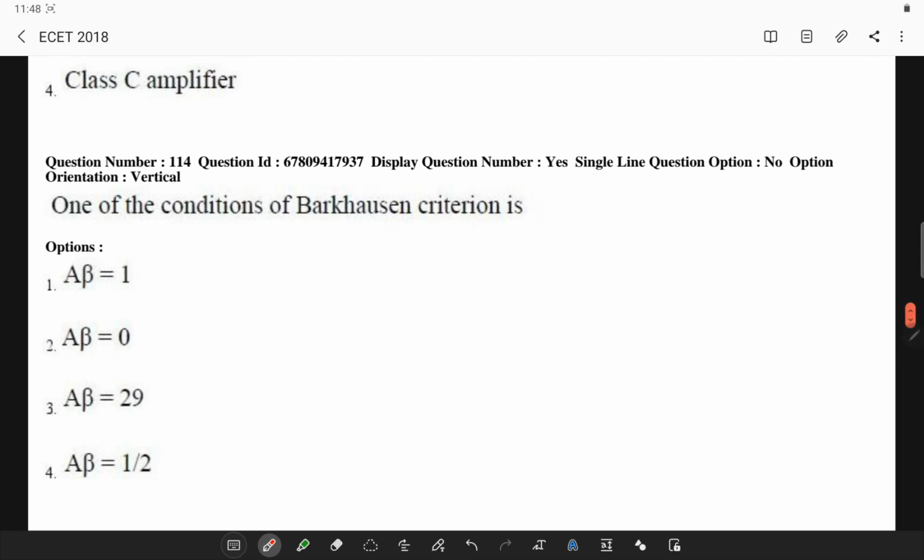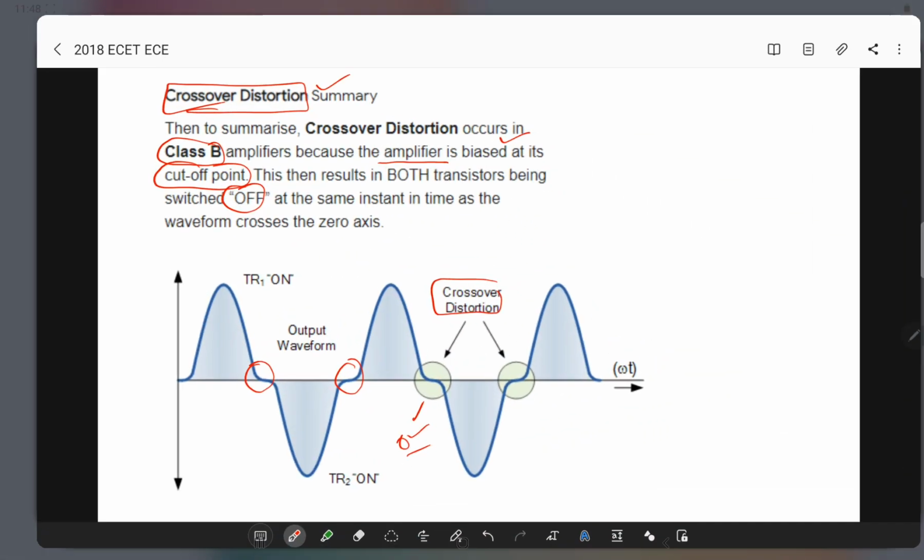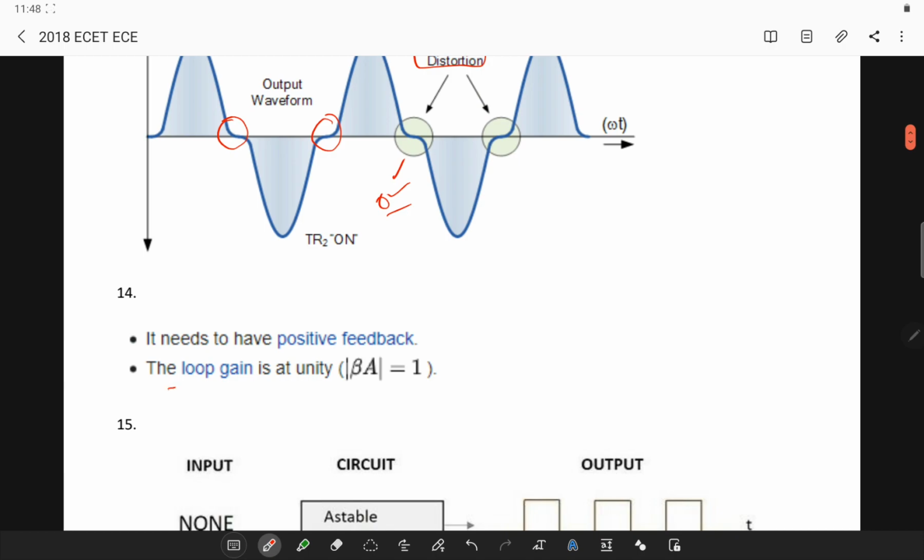So the next important question is Barkhausen's criterion. This is always very simple. Aβ is 1. It is also called loop gain, and only when the loop gain is unity will you have oscillations. You have to remember, with feedback, the gain is A/(1 ± Aβ). So this denominator, if it is equal to 0, you will have this condition.